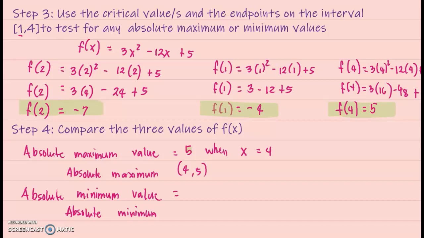And the absolute minimum is negative 7. So our absolute minimum value is negative 7. That is when x is equal to 2. So your absolute minimum is at 2 and negative 7. So that's it. Those are your absolute maximum and minimum values of f of x equals 3x squared minus 12x plus 5, defined on the interval from 1 to 4.